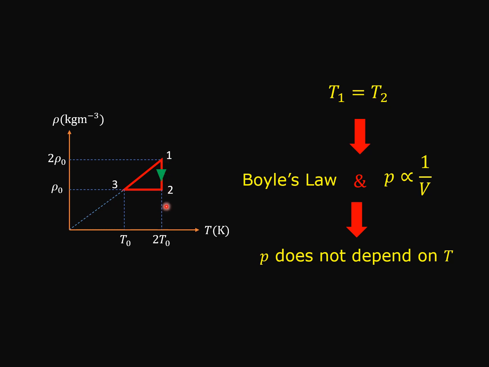For the first case, where the gas changed from state 1 to state 2, this process happened at the temperature 2T0. So T1 is the same as T2, which is equal to 2T0. The temperature is constant, so in this process it obeys Boyle's law. According to Boyle's law, P is inversely proportional to V. So we know that the pressure P does not depend on T in the process when the gas changes from state 1 to state 2. P does not depend on T.